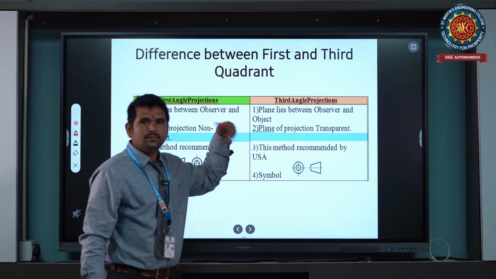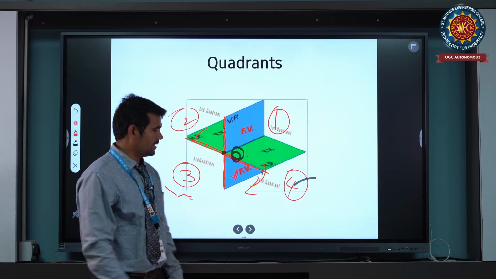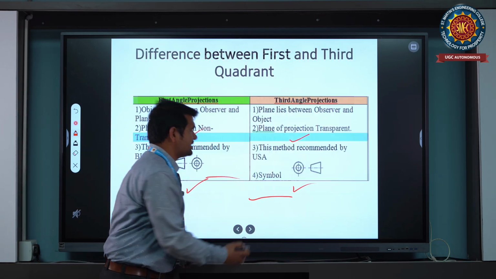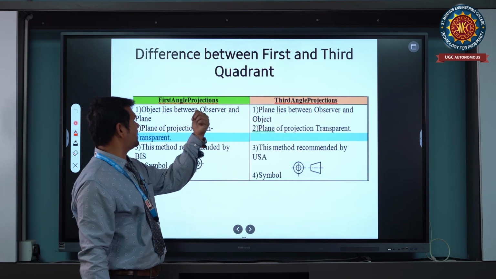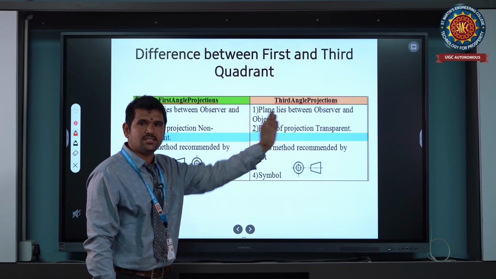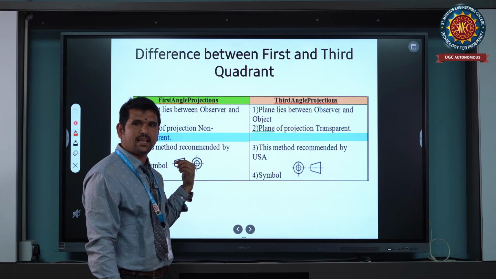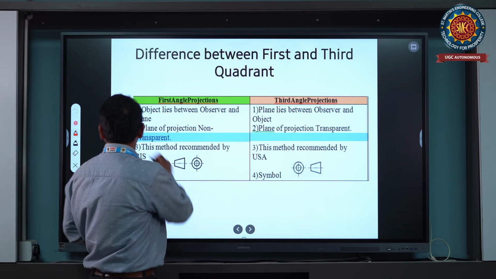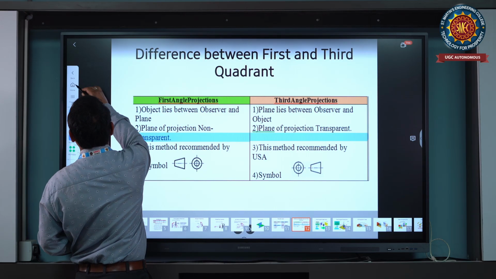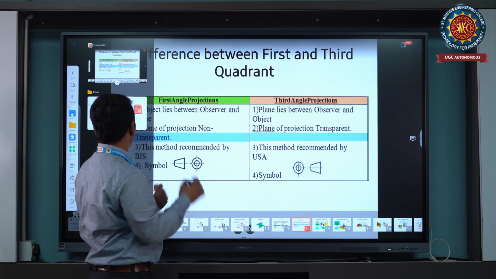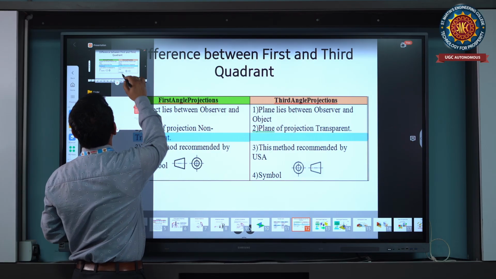Say, the main difference. Right, now we are going to discuss the difference between first angle and third angle projections. These are the first angle projection, and this is the third angle projection. The main difference is the symbol. So here is how we draw the first angle projection and the third angle projection. See here, generally this is how we draw the diagrams.